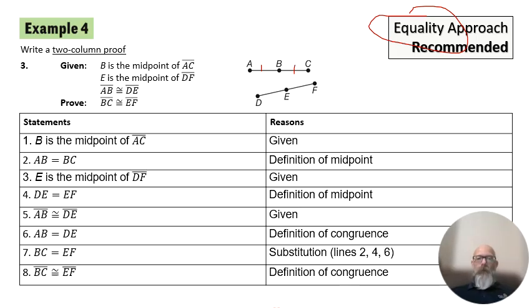Good. So B is the midpoint of AC. AB equals BC. Now we have E is the midpoint of DF. So DE is congruent to EF, yes? Double ticks. But then we see in line 3, AB is congruent to DE. So if AB is also congruent to DE, then they should have the same number of ticks. So this is actually a single tick situation.